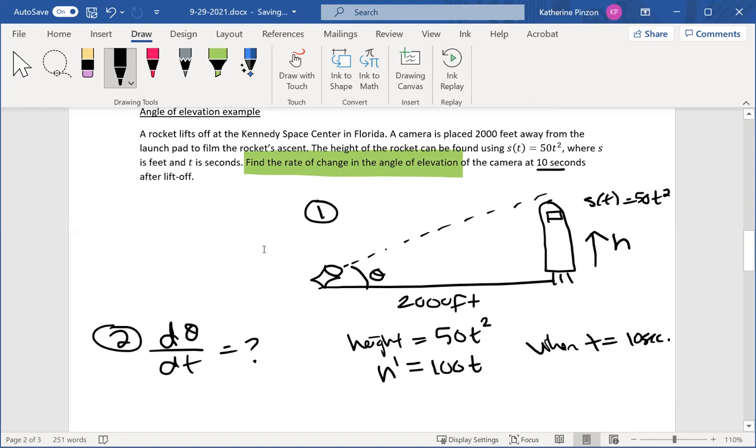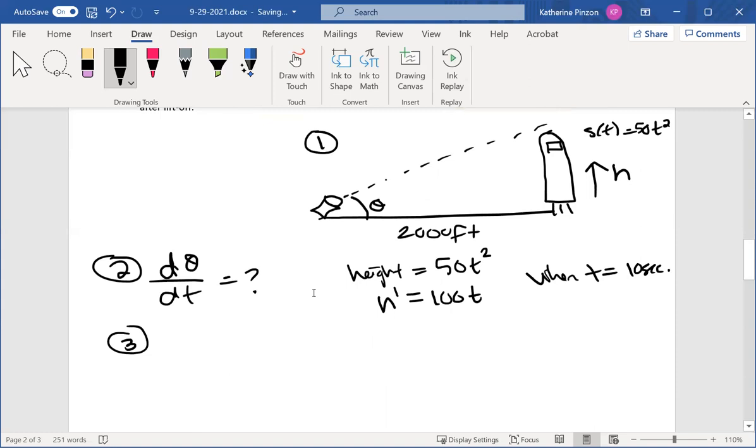Okay, so here's what I got. I've got an angle. I've got this side H, and I've got this side 2,000. Can you make an equation? I would just use tangent, right? Tangent, I have an angle, I have the opposite, and I have the adjacent. So tangent of theta is equal to H over 2,000.